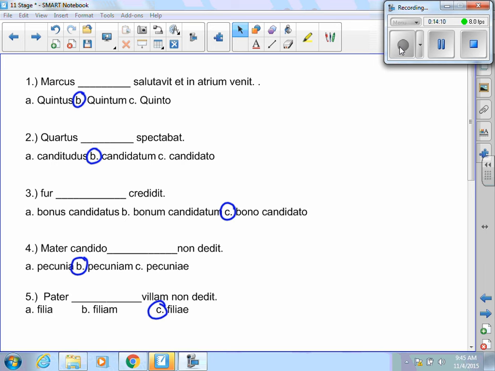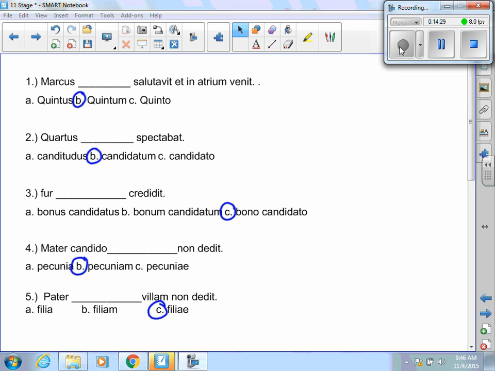For number 3, I have fer blank credidit. Credidit is one of those 3 verbs in this chapter that take the dative as an object. So I decide that I'm dealing with a second declension again, so I'm looking for O for my dative ending. So I select C. For number 4, I have mater candido blank non dedit.